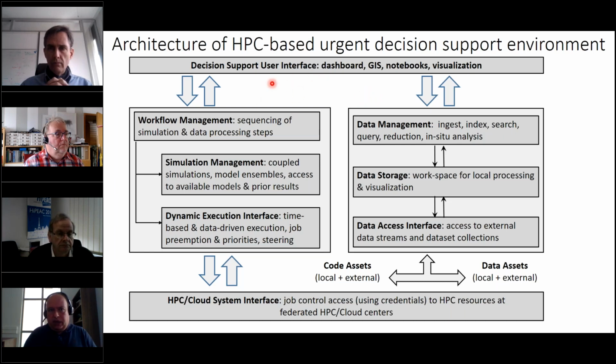Now, this interface has to control both data and processing. So starting from the data on the right-hand side, we assume that there has to be an infrastructure for data management, data storage, and likewise efficient interfaces for data access. The data assets, as I said earlier, might be also external to the processing side, not just local. Likewise, the codes to be invoked might be local or available from an external source.